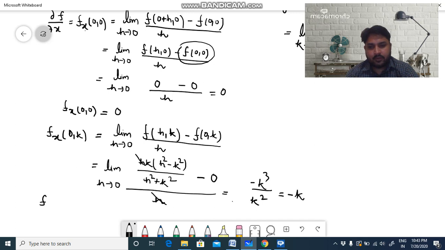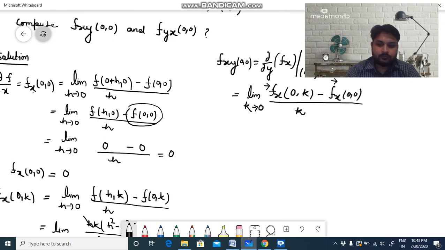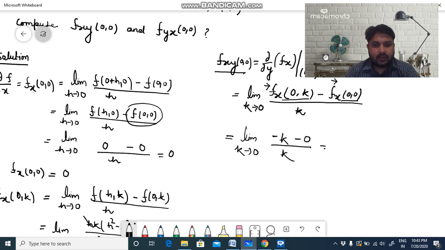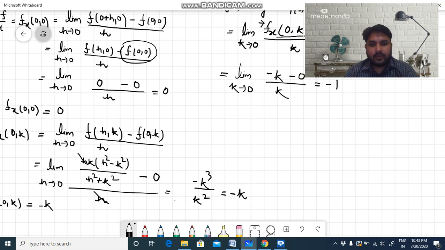So fx at point 0 comma k is equal to minus k. So to compute fxy at point 0 comma 0, we will put these two values in this formula. We get limit k tends to 0. Here we will use minus k and minus 0 upon k, and this gives us value minus 1.